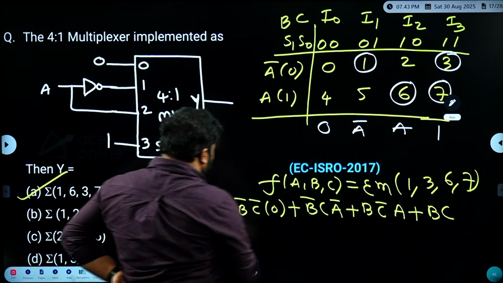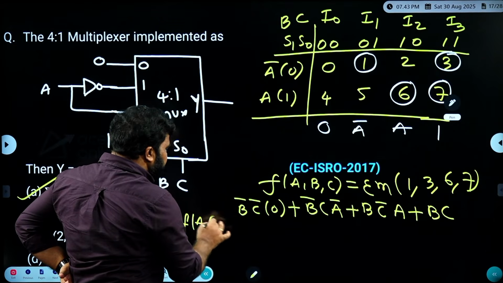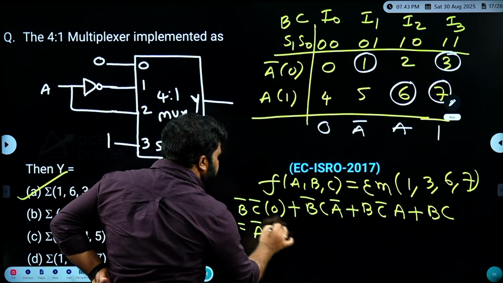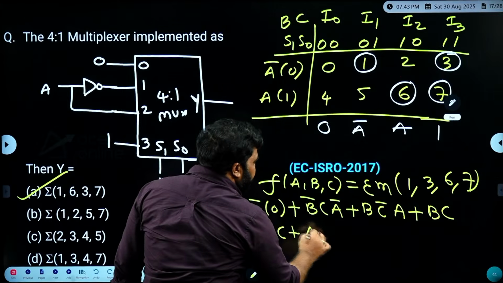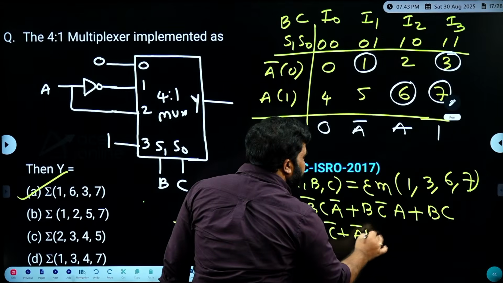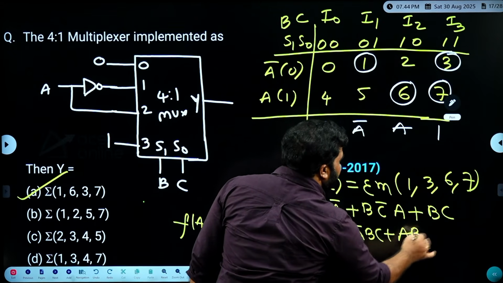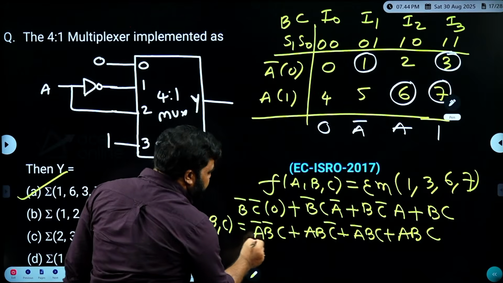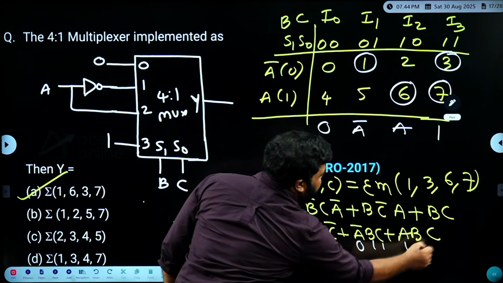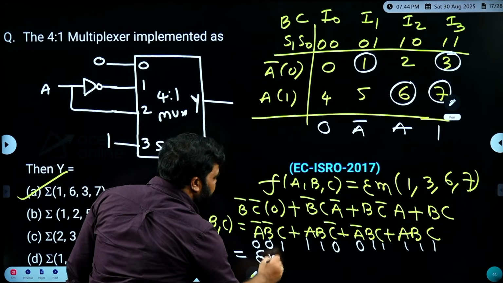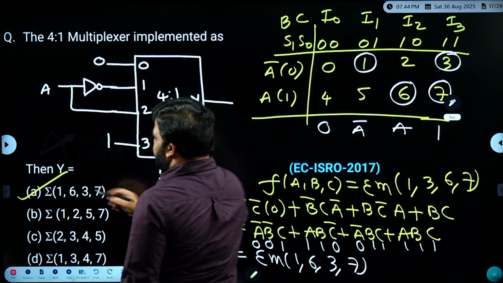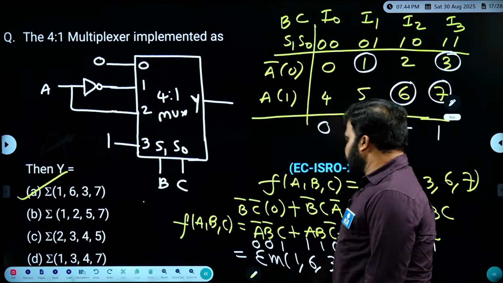So, what we get here, f(A,B,C) = A'B'C + AB'C' + A'BC + ABC + ABC. If you observe the combinations 001, 110, 011, 111, f = Σm(1, 6, 3, 7). So the answer is again option A.